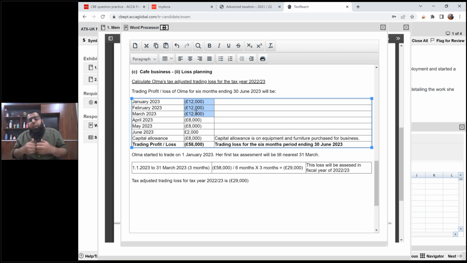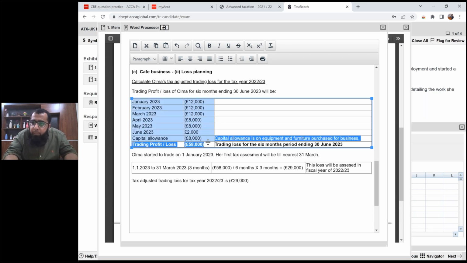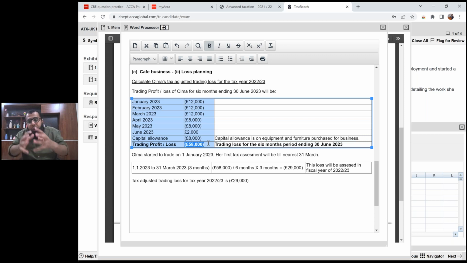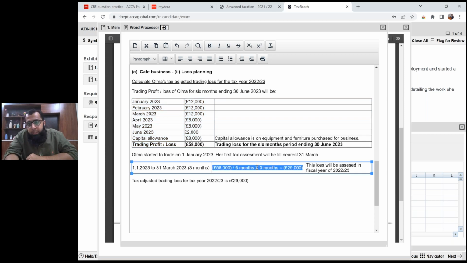I will repeat it again. What the student says is that, okay, the first assessment is till 31st March. So Jan, Feb, March, 3 months loss will be assessed in the first period. No, this is wrong. Always remember that first we calculate the accounting period. Listen to my words. First we calculate the accounting period profit and loss like this. First, we calculate the profit loss of the entire accounting period, that is of 6 months, and then we do proration for basis period assessment.